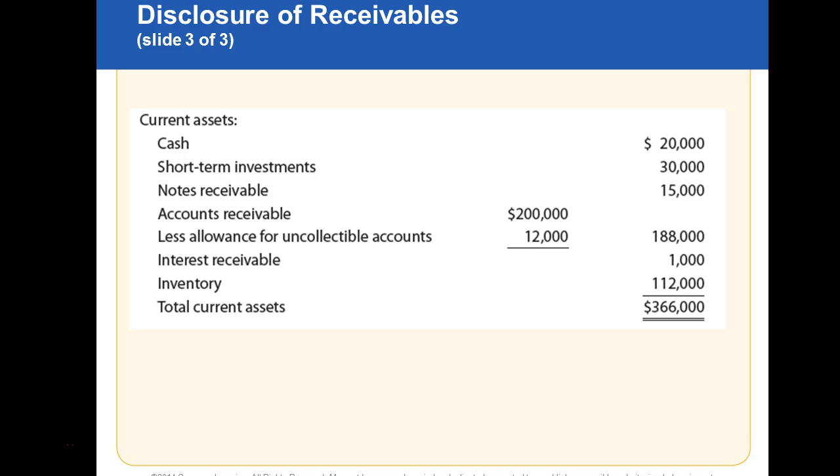Here you see the current asset section of a balance sheet. You see here we've got our cash, our short-term investments, our notes receivable, and then you see our accounts receivable. There's accounts receivable, and then there also shows less allowance for uncollectible accounts. So we net it. We take the 200 minus the 12, or the 188, and we show that net amount on our balance sheet. Then we've got our interest receivable from the note and our inventory.